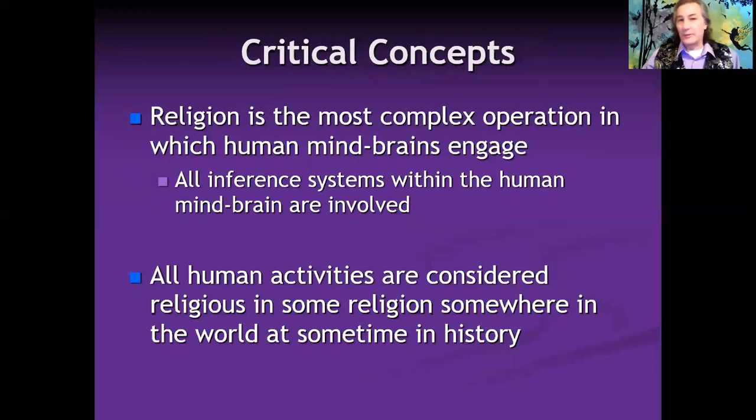So, critical concepts: religion, the most complex operation in which human minds and brains engage. Religion is part of everything. Everything in your brain seems to go into it. All inference systems, all human activities are considered religious in some religion somewhere. And we're going to see that throughout the course.